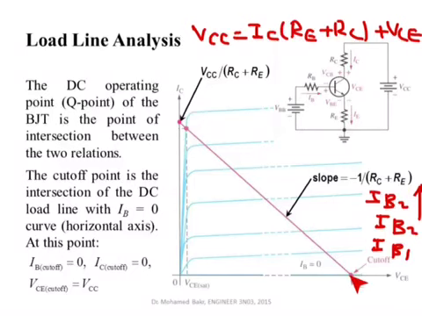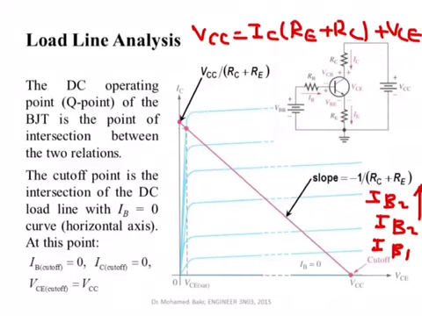You can see if the base current is equal to 0, then we intersect the curve here. When base current is equal to 0, it means that we have a flat characteristic. The collector current is 0, so this means the transistor is off, is cut off. So this means no current is flowing here. I collector is equal to 0.